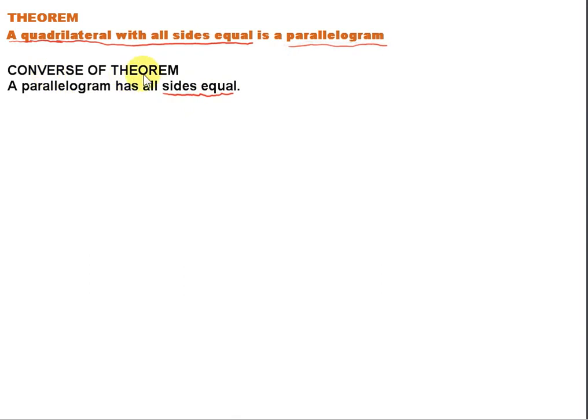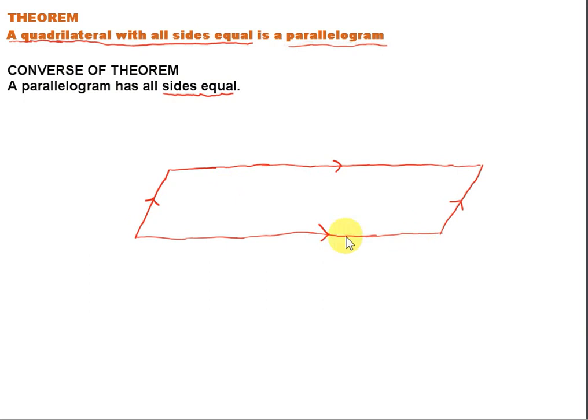Now it's very easy to see that this is false. Here is a rough sketch of a parallelogram. Opposite sides are parallel, but notice that it doesn't have all sides equal. This side equals this side, but this side here is certainly not equal to this side here. So the converse of this theorem is false. We just need one counterexample. We need to just construct one parallelogram that violates this.